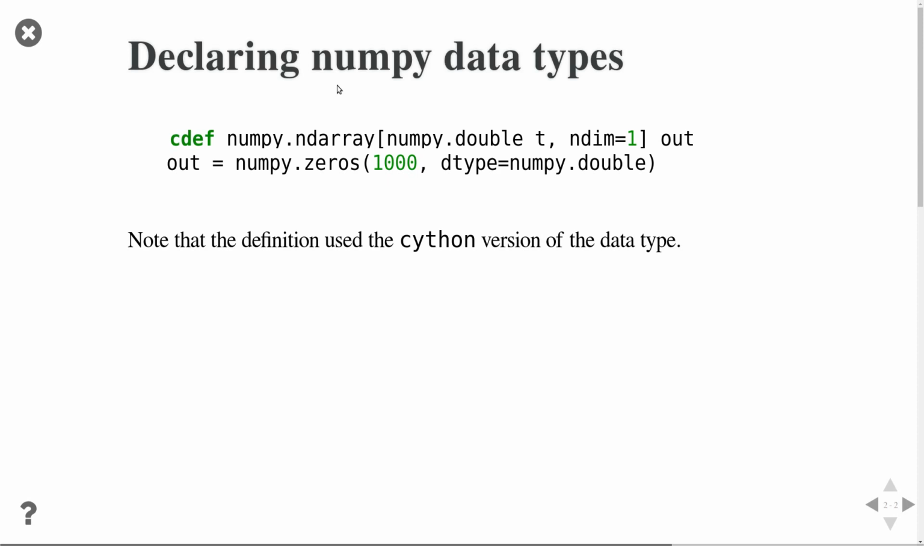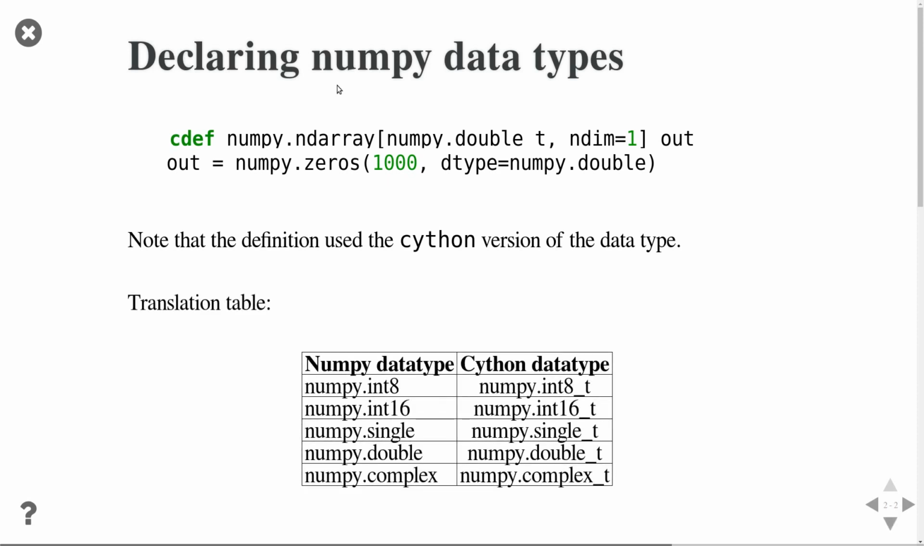You can't see this here, but there's a mapping, and it's not exactly the same type that you need to use. You need to use this translation table. So when you use double in numpy.zeros, you will use double, but in the Cython data type you have to use double underscore t. The underscore you can't see here, but up here I typed in double underscore t. If you download the notebooks, you will see it.